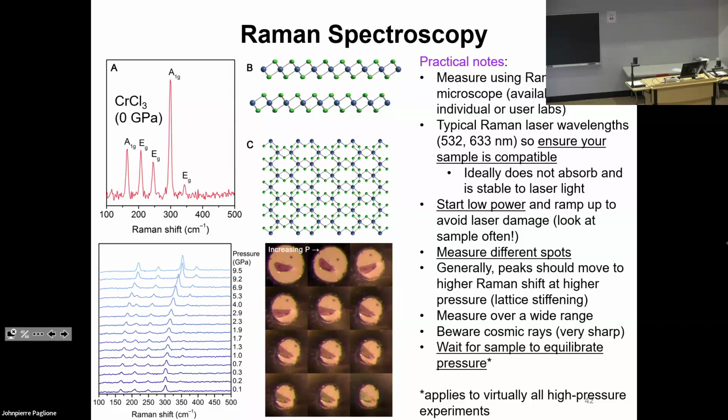Okay, so keep in mind laser power, and that you just don't want to blast your sample, so start small and go up. Keep in mind that even though you think the laser power might be low, it's a confocal measurement, so you're focusing it down, so what actually matters is irradiance, power per unit area. And then measuring different spots, checking whether it's the same everywhere, as well as waiting for your pressure to equilibrate, are really important.